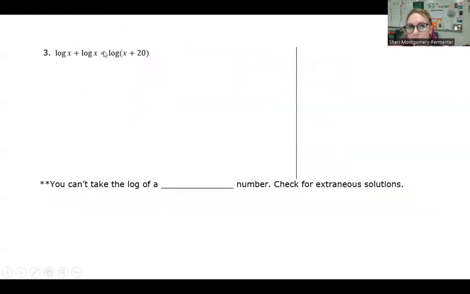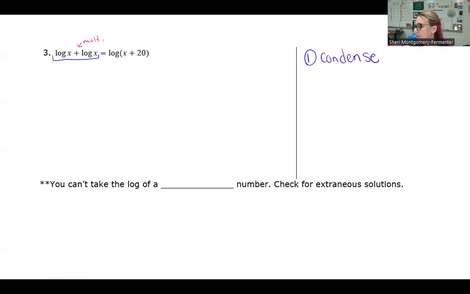On to the next problem. Okay, this one, I have logs on both sides. So again, I need to condense them because I can't solve the problem yet. So when I put these together, what does the addition sign tell me to do? Multiply. So the first step that we're doing is we are going to condense.